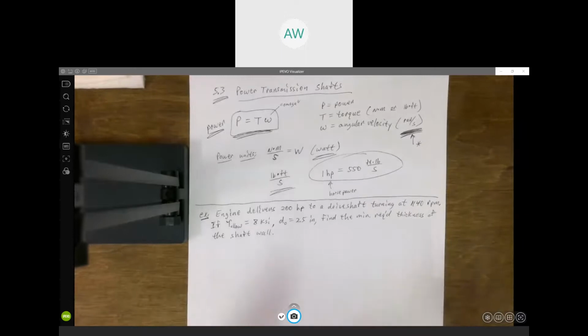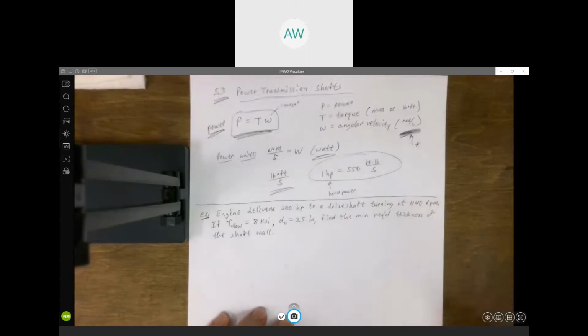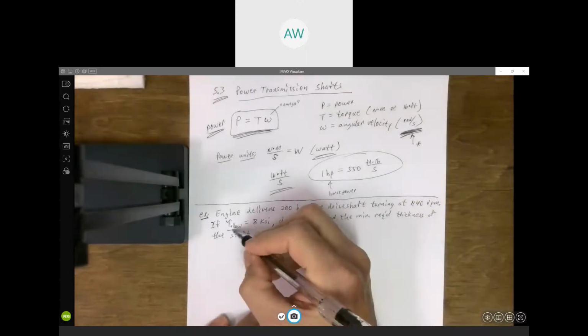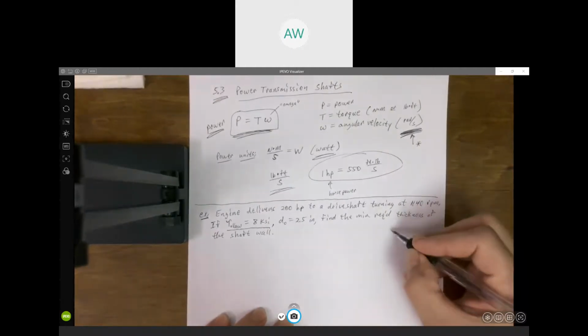So we've got this drive shaft. Obviously, it's a hollow tube, and this drive shaft is rotating or spinning around at 1140 RPMs. It's delivering 200 horsepower. Whatever the material that it's made out of, we're given an allowable shear stress. Our shear stress cannot exceed 8 KSI. How thick does the wall of this tube have to be so that we don't exceed that shear stress? And maybe not absolutely essential, but a picture never hurts.